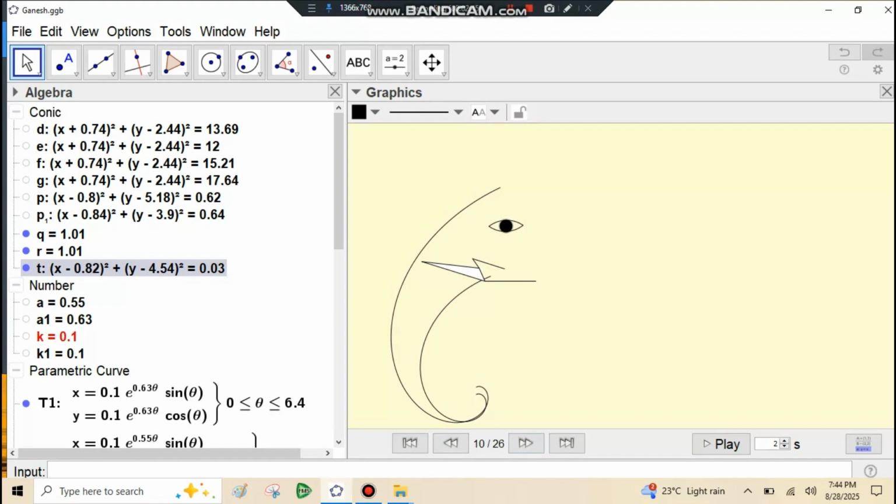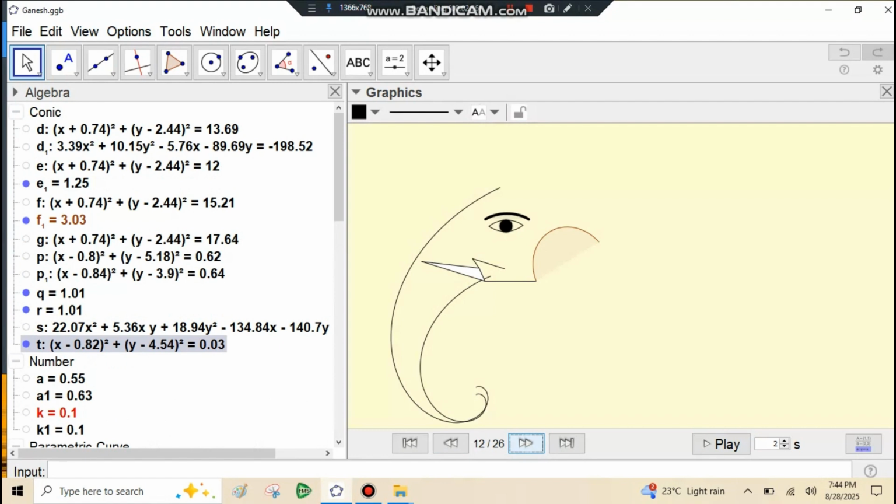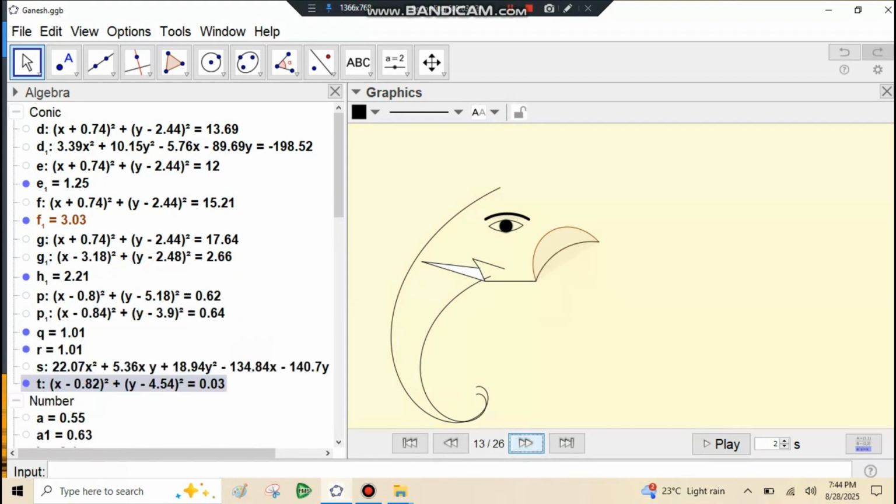Right. And then next comes the eyebrow. Right. Now here you are going to have the ear. So I have taken a semicircle and then there is some decoration here.